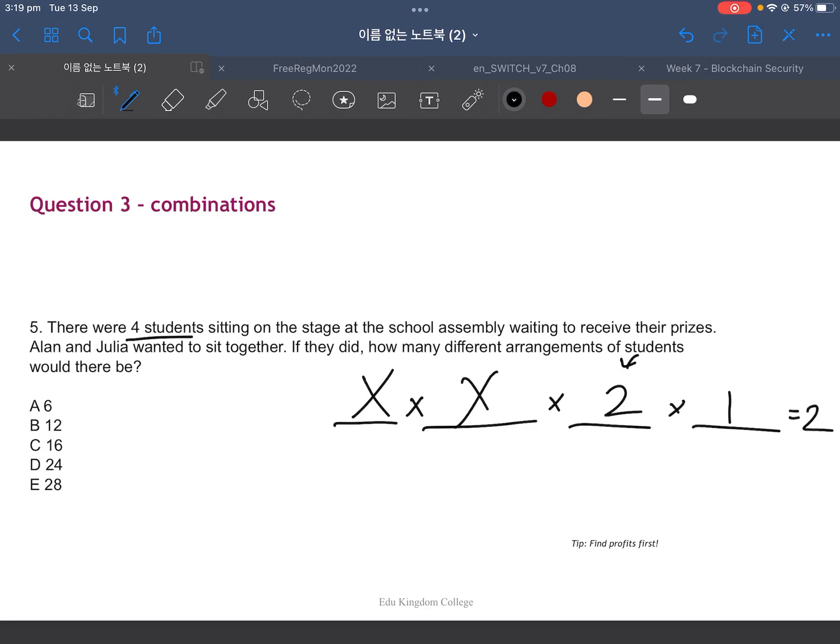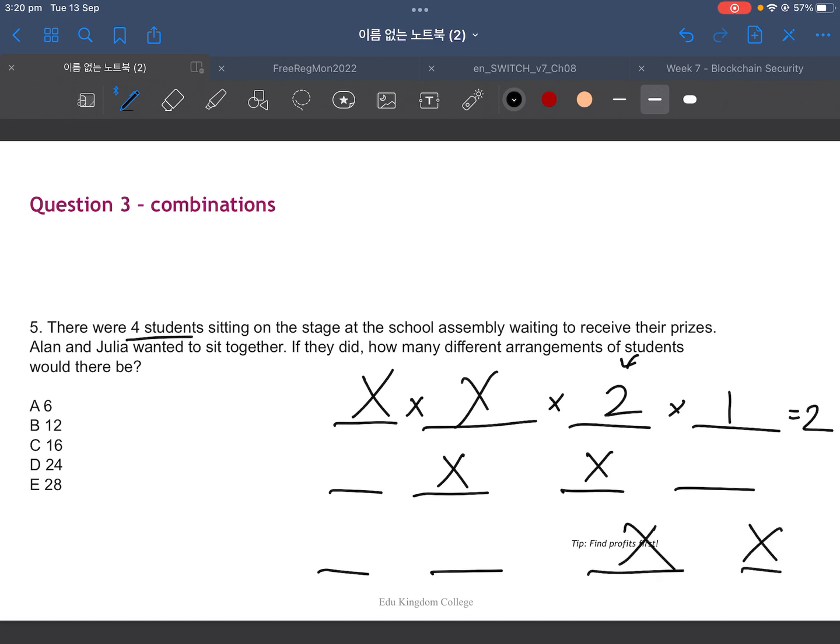But that's not the only option. Alan and Julia can also sit here. It's the same here as well. Alan and Julia can also sit here, at the very last 2. And I don't include this one because they're not sitting next to each other, so that's not part of it. So anyways, I do that and I notice that the possibility of the other 2 sitting is the same.